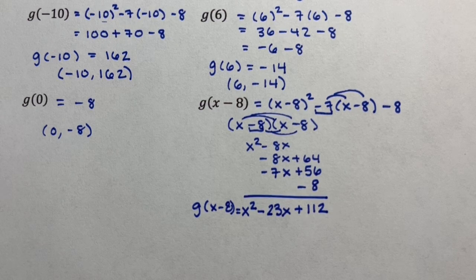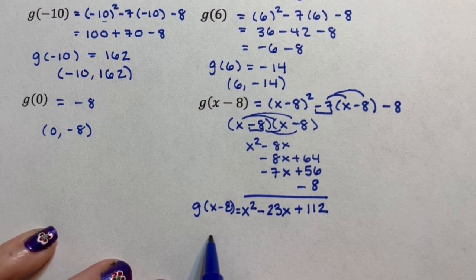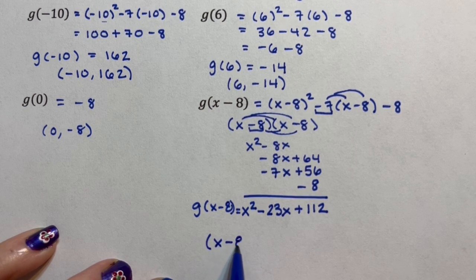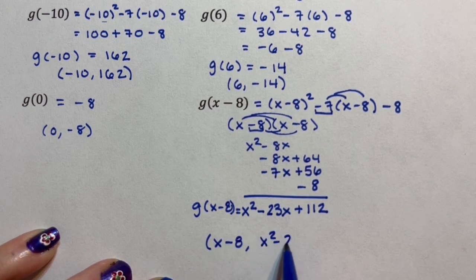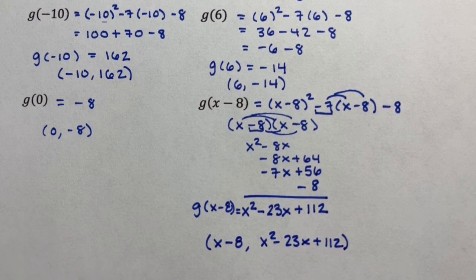Now I do, as always, have the option of writing this as an ordered pair if I want to. That is always the option. I can write x minus 8 as my input, and then x squared minus 23x plus 112 as my output. That is an option if you are asked to translate this into an ordered pair.